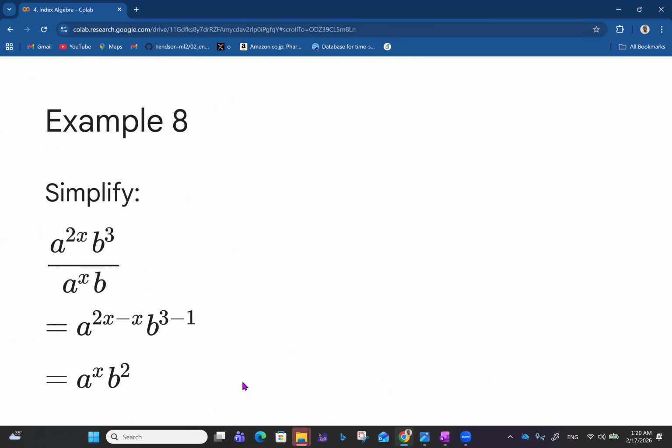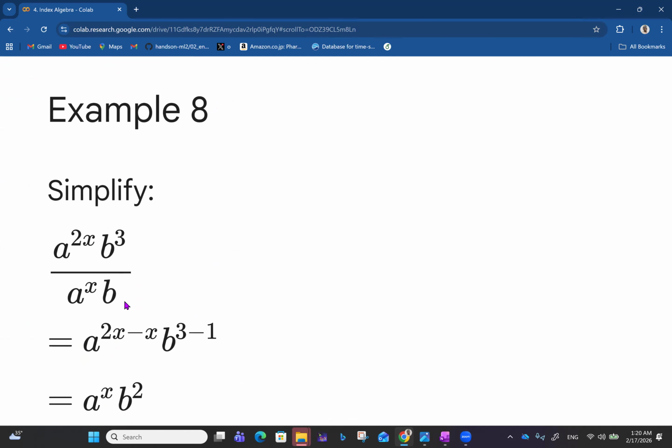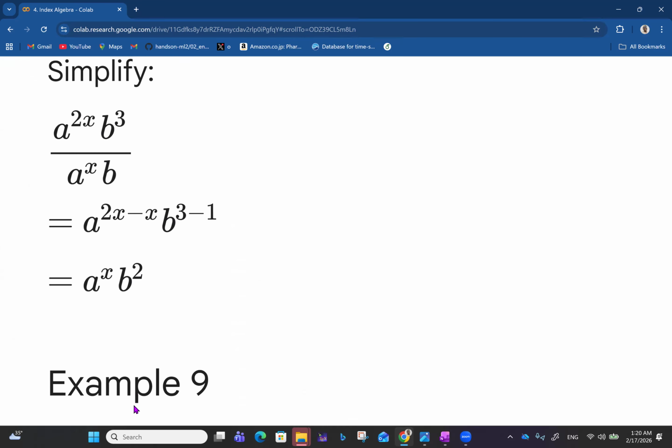For example 8, we have a raised power 2x, b raised power 3, all over a raised power x, b. For the a's, we have a raised power 2x minus x. For the b's, we have b raised power 3 minus 1. So 2x minus x is x. So a raised power x, b raised power 3 minus 1, that's b squared.